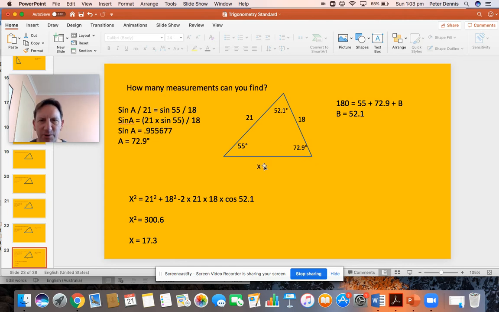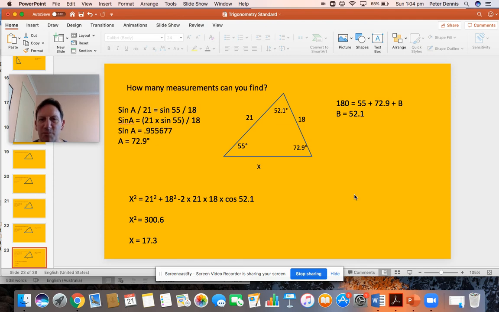This is 17.3. It's the smallest side. It's opposite the smallest angle. The middle side is opposite the middle angle, and the longest side is opposite the longest or the biggest angle. That is always the case in a triangle: shortest side opposite the shortest angle. So now we've got this.